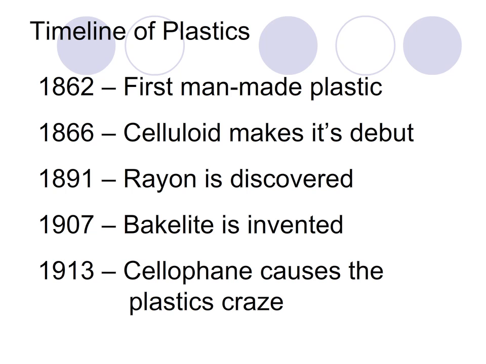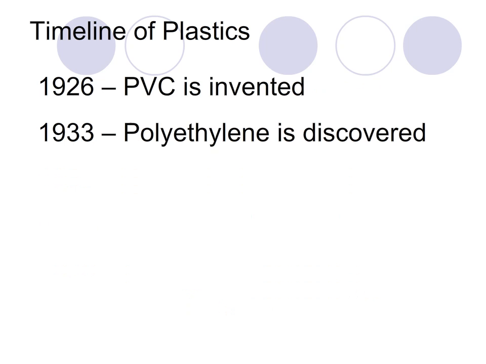In 1862 was the first synthetic or man-made plastic. In 1866, celluloid made its debut. Now, some people say the very first polymer that was made was bakelite in 1907. 1891, rayon was discovered. Cellophane caused the plastic craze. Okay, and of course we've come a long way since then. We'll continue this on the next slide.